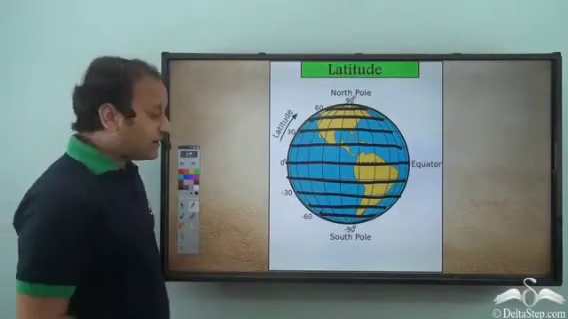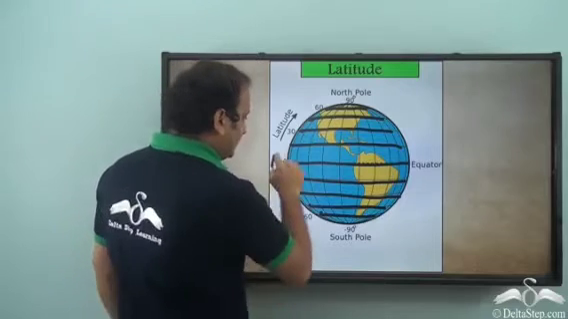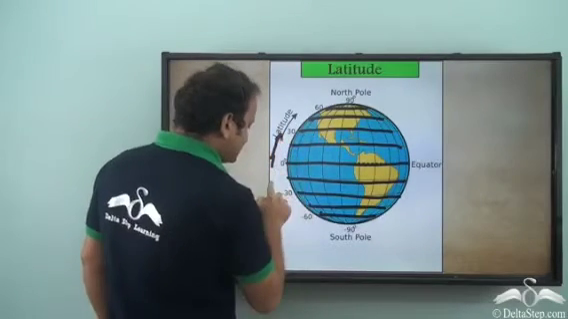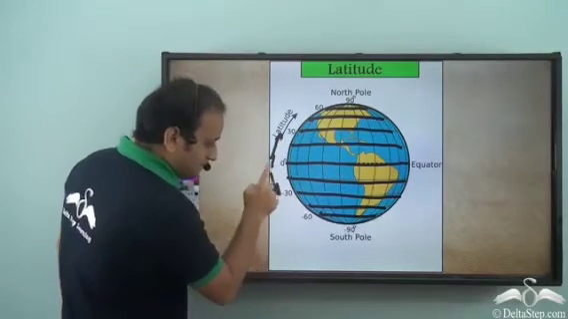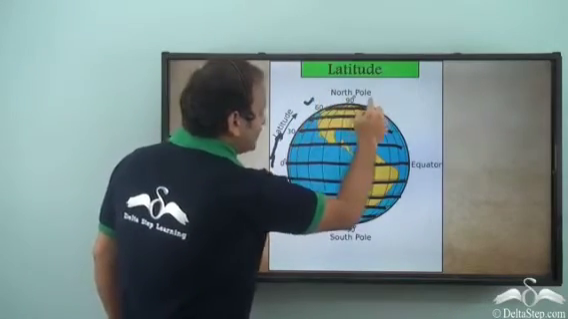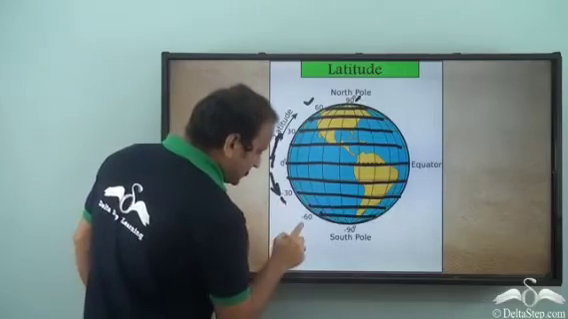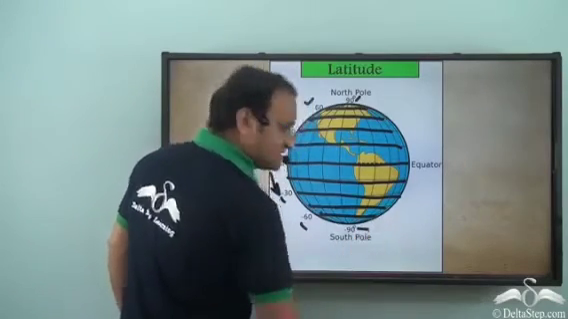And how are they numbered? They are numbered with the equator as 0, and then as you move towards the poles, the number keeps on increasing. So you have 30 degree, you have 60 degree, you have 90 degree here. Similarly, you have minus 30, minus 60 and minus 90 here.